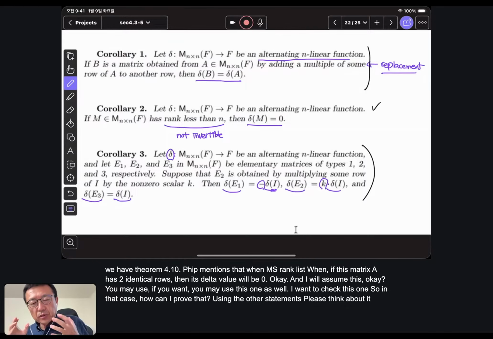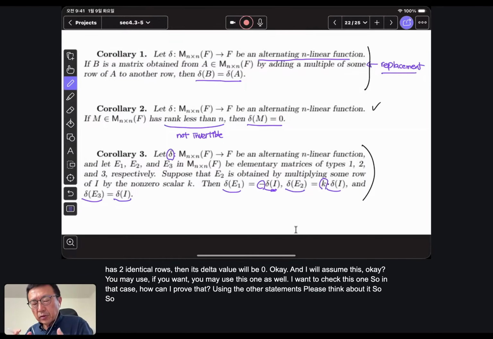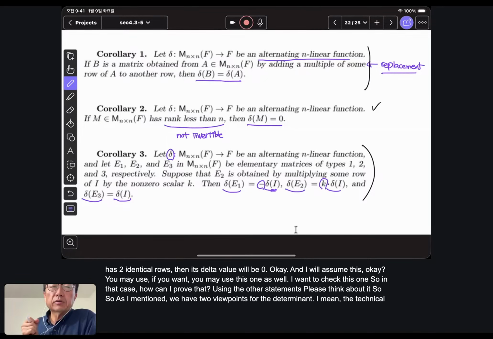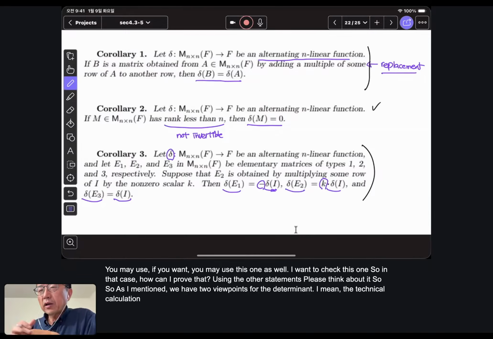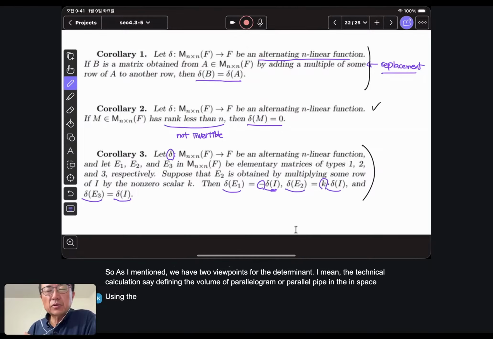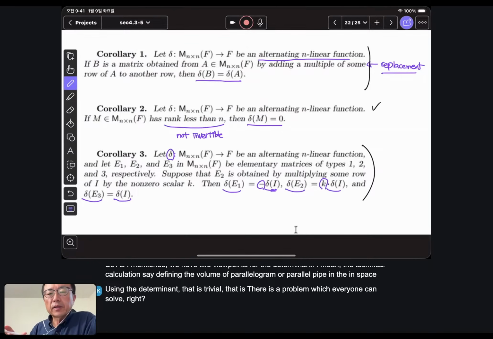So, as I mentioned, we have two viewpoints for the determinant. I mean, the technical calculation, say, finding the volume of a parallelogram or parallelepiped in space using the determinant, that is trivial. That is a problem which everyone can solve, right? And I'm not that interested in that kind of topic.